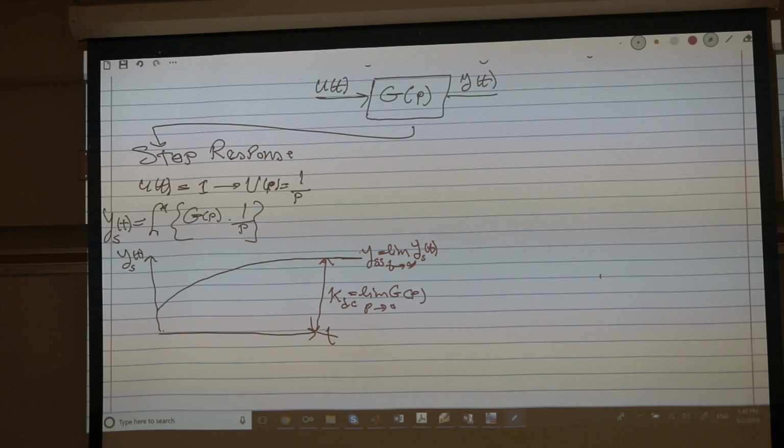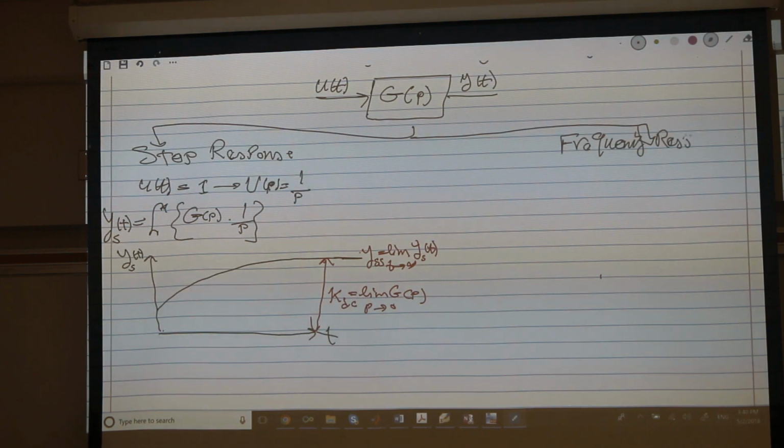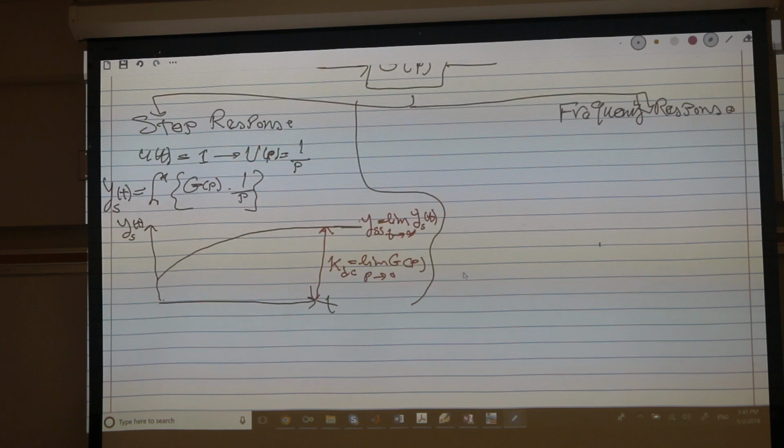So this is the DC gain. How do we get it? Just put S equals 0 in the transfer function, or P equals 0. Another thing is something called the high frequency gain, but to understand it better, I will go over to the other very distinct response, which we call the frequency response. We talked before about the frequency response concept, but I'll do it again.